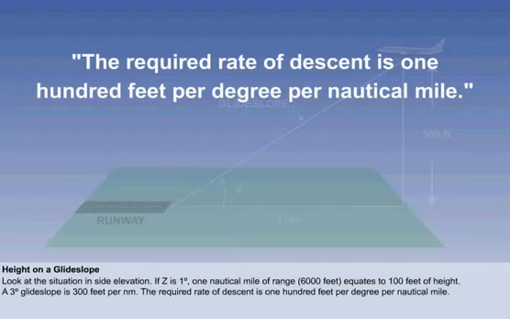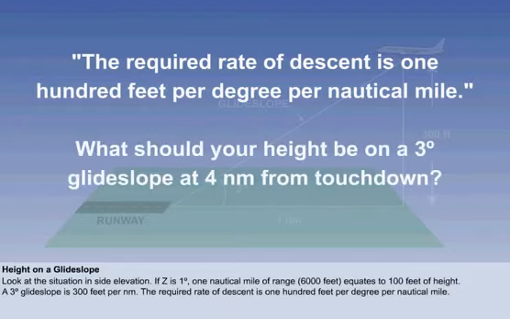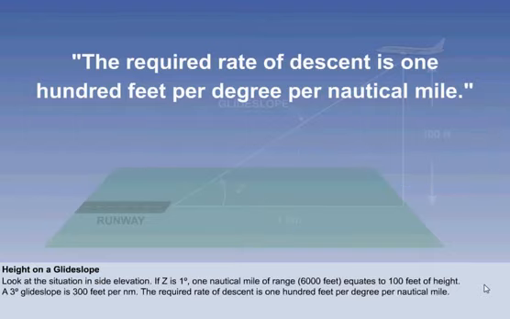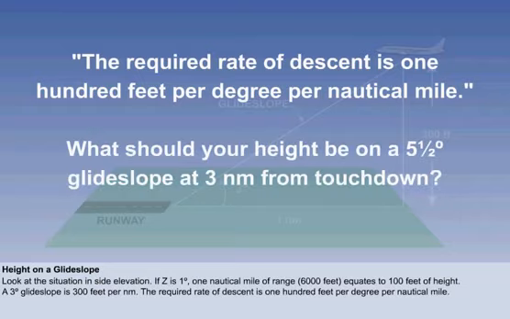Now try some practical examples. What should your height be on a 3-degree glide slope at 4 miles from touchdown? 1,200 feet. Now another. What should your height be on a 5.5-degree glide slope at 3 miles from touchdown? 1,650 feet.